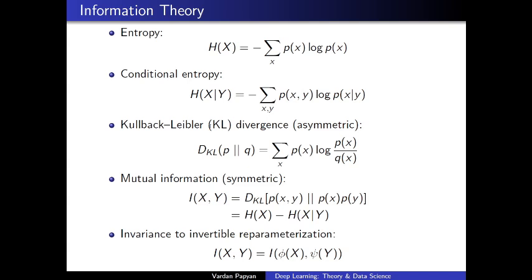Another thing that is very popular is the KL divergence, which is the Kullback-Leibler divergence, and it is asymmetric. It means that it's different if you put p, q, or q, p here, and it is the sum of p of x times the log of p of x over q of x. Okay, so it's similar to entropy, but in the log you are dividing by q of x.